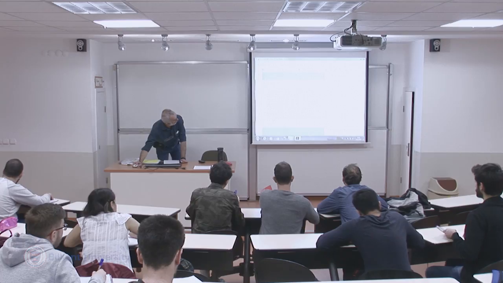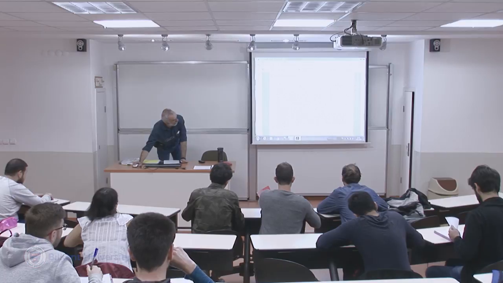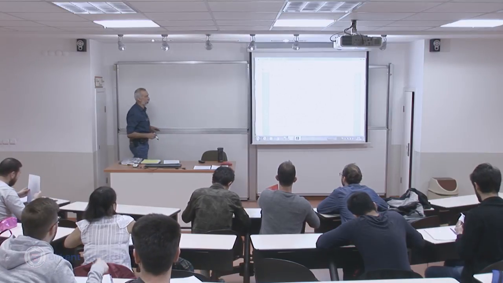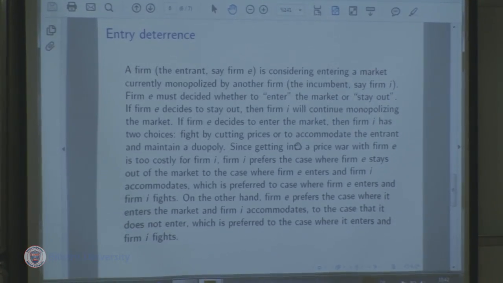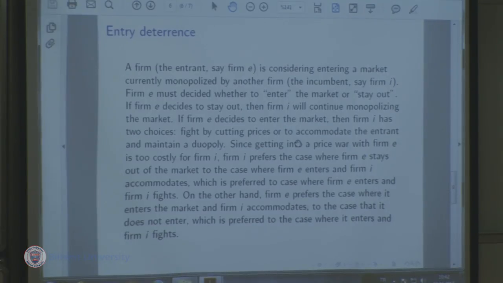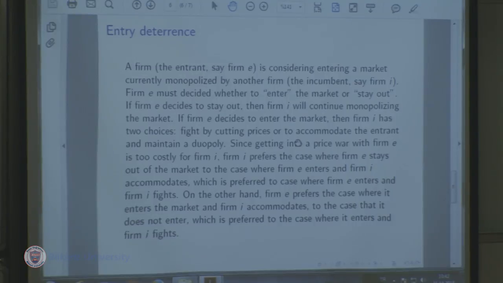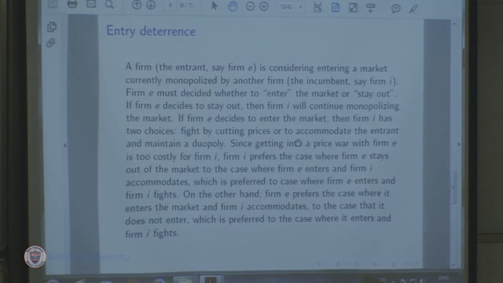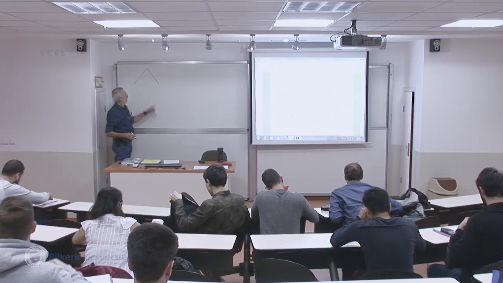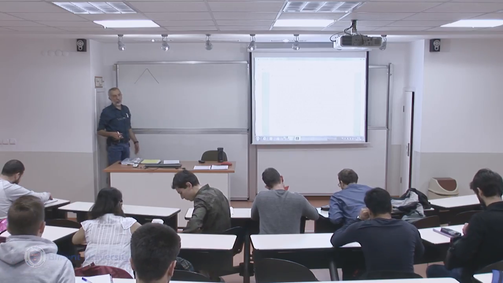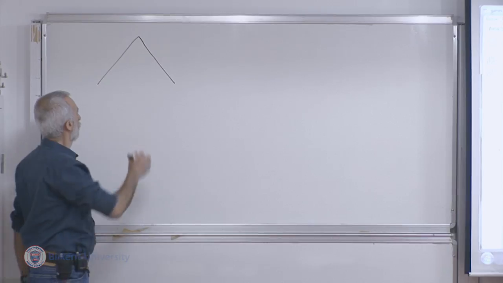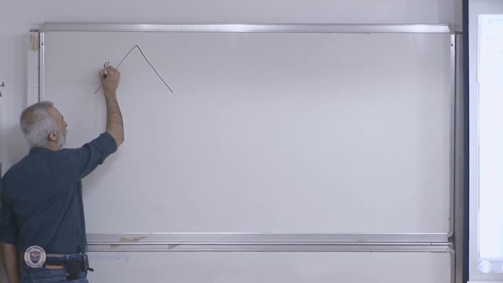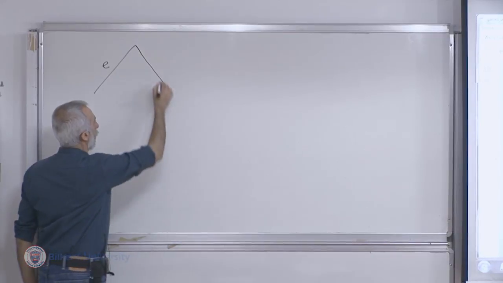So one was the entry deterrence game. I'm not going to go over it. Last lecture we talked about it. But we had a picture which represented this game, which modeled this game. So the game started with an entrant making a decision whether to enter or stay out of the market. So the firm could enter or stay out.